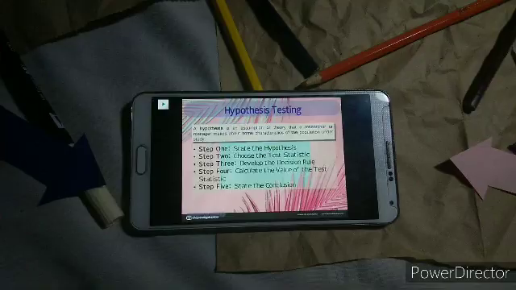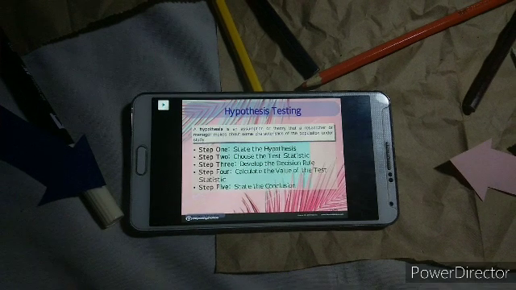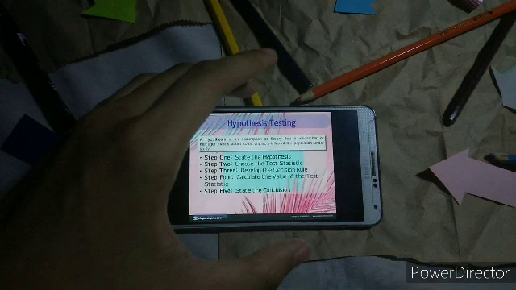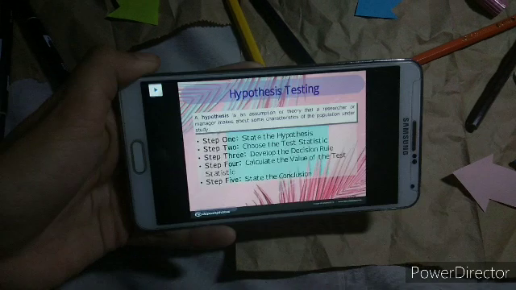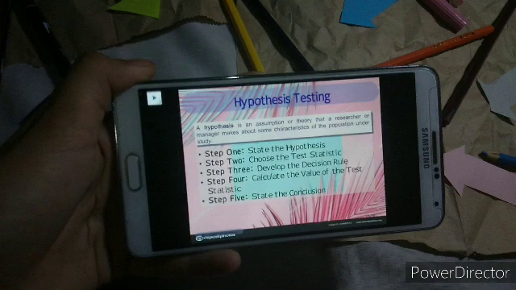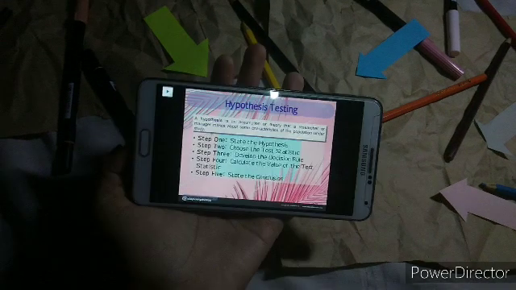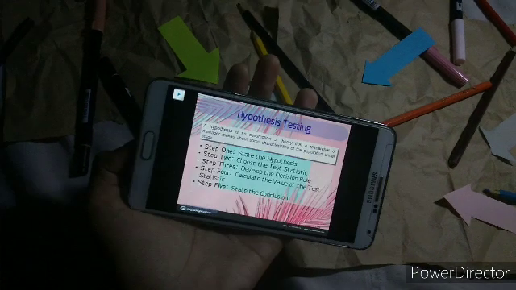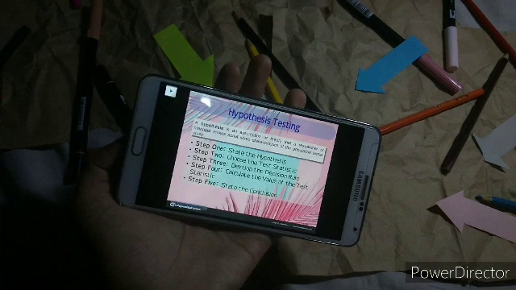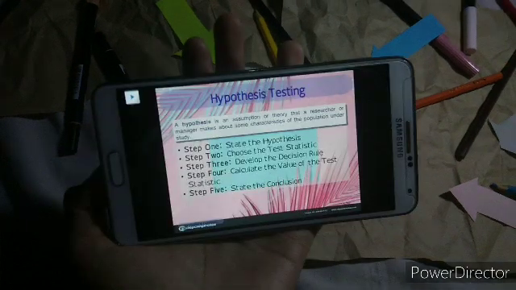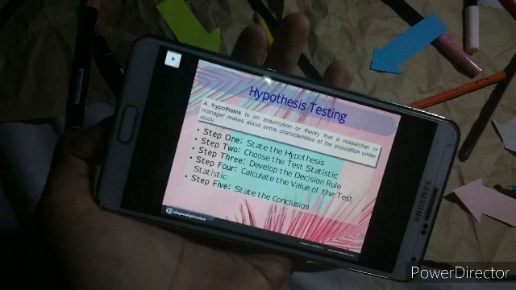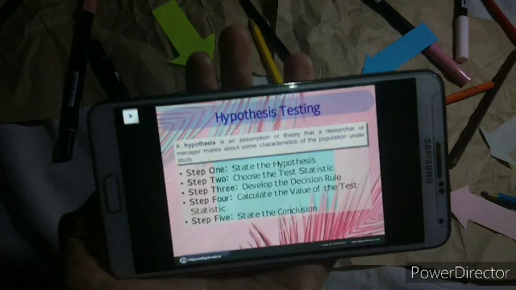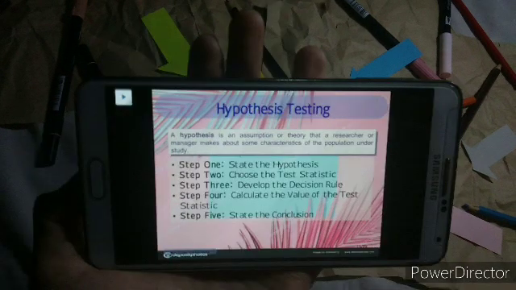So now let's go for the hypothesis testing. A hypothesis is an assumption or theory that a researcher or manager makes about some characteristics of the population under study. So a hypothesis serves as an educated guess on a particular study. It also helps to construct assumptions about the study. Here are the steps for the hypothesis testing. Step 1 is state the hypothesis. For example, a hypothesis is an if-then statement. So for example, if the management innovates its production of goods into unique and cheaper options, then the sales will increase and attract more consumers.